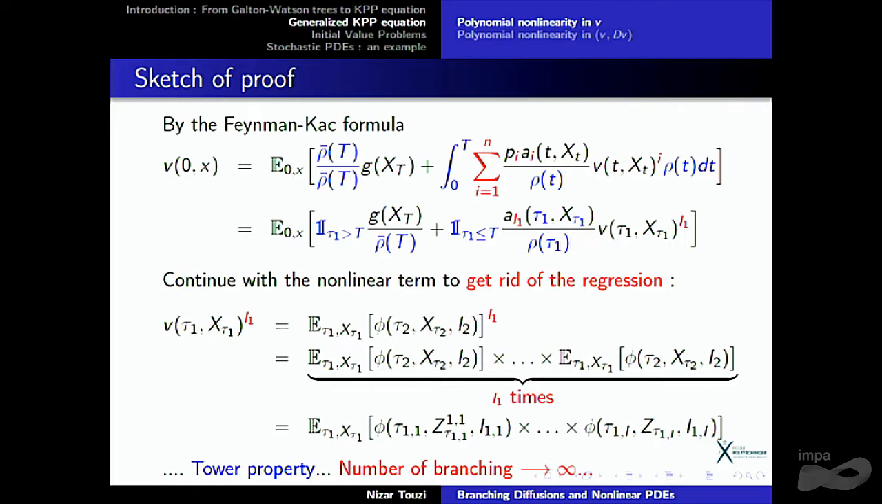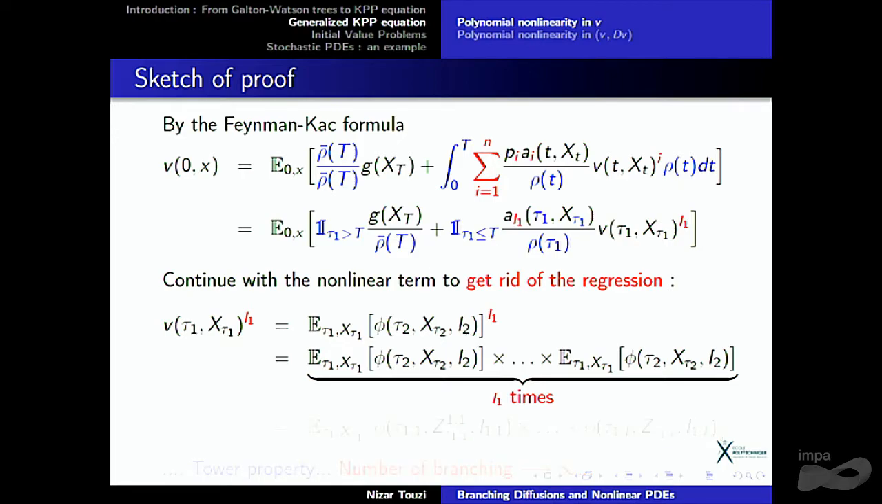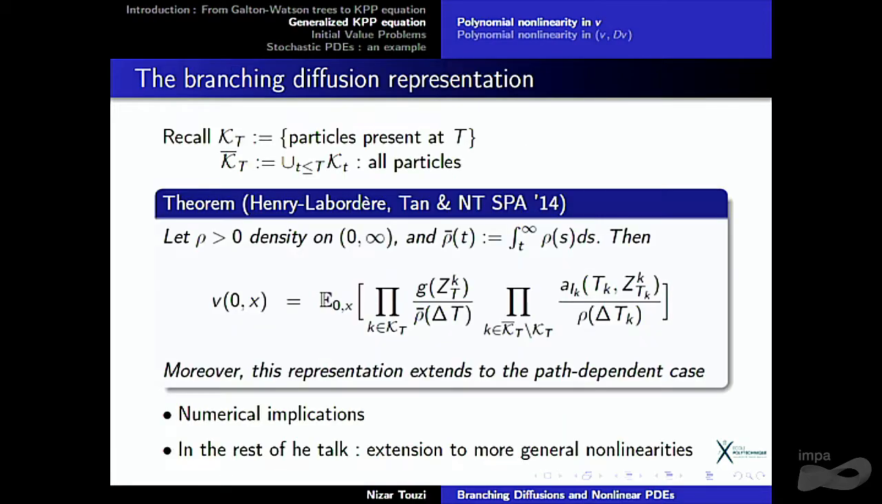And so by doing this, you see that at any internal branching time of the tree, you get this A divided by rho. And at the extreme nodes of the tree, at the final nodes, you get G divided by rho bar. This is why we have this representation: G divided by rho bar for the extremal nodes, and for the internal nodes of the tree, you have A divided by rho. So this explains this formula.